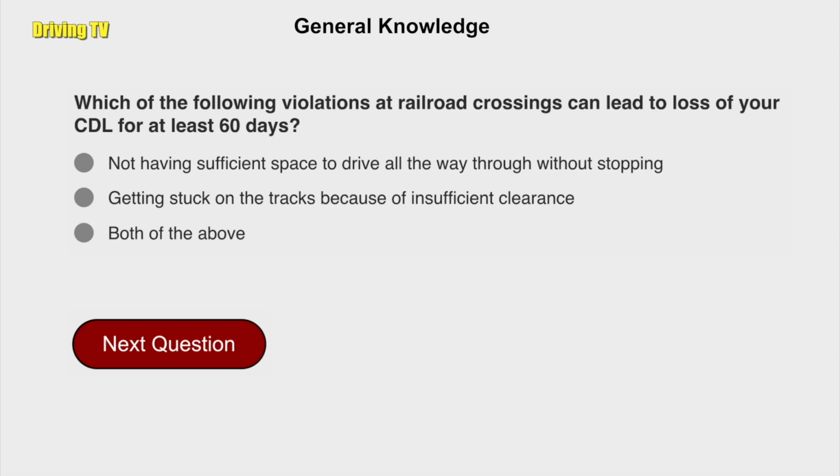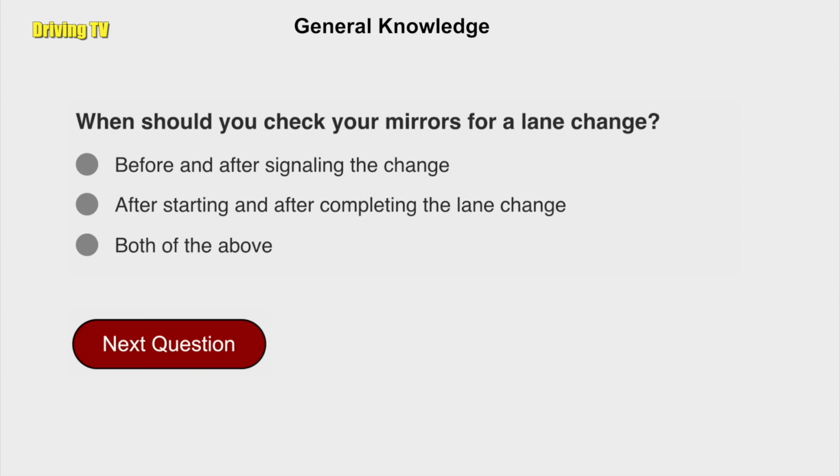Which of the following violations at railroad crossings can lead to loss of your CDL for at least 60 days? Both of the above: not having sufficient space to drive all the way through without stopping, and getting stuck on the tracks because of insufficient clearance. When should you check your mirrors for a lane change? Both of the above: before and after signaling the change, and after starting and after completing the lane change.